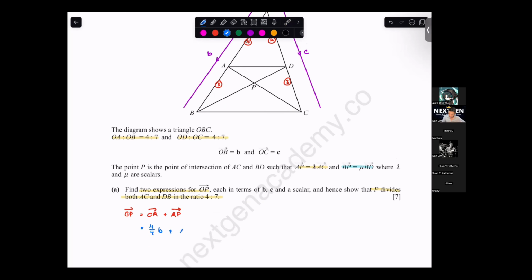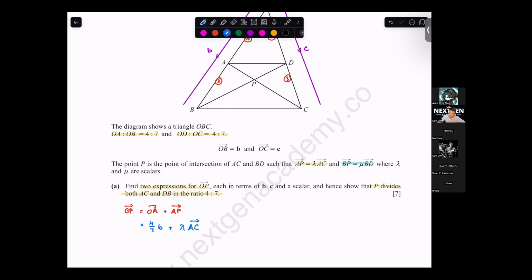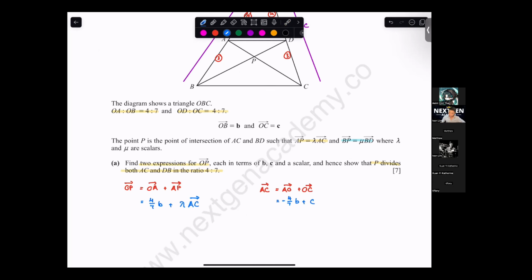AP is lambda AC. Okay, what is AC? So we need to find what AC is first. AC, I can go AO plus OC. Yeah, we just write this at the side first. AC is equal to AO plus OC, which is equal to negative 4 over 7 B plus C. Okay, substitute into here. So 4 over 7 B plus lambda negative 4 over 7 B plus C.